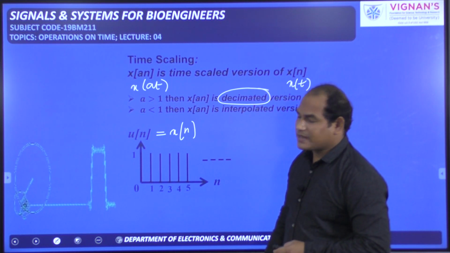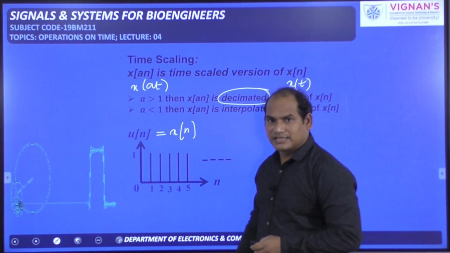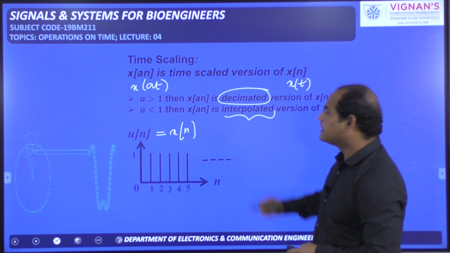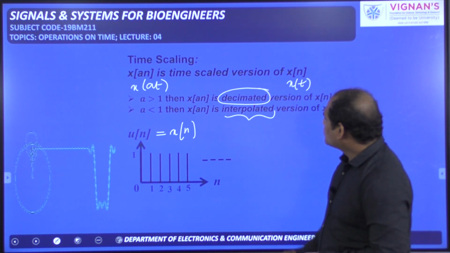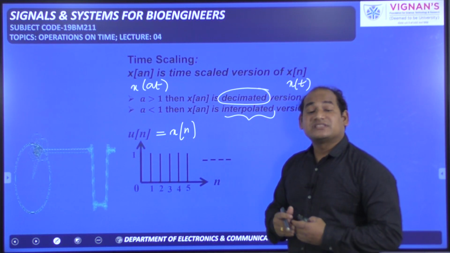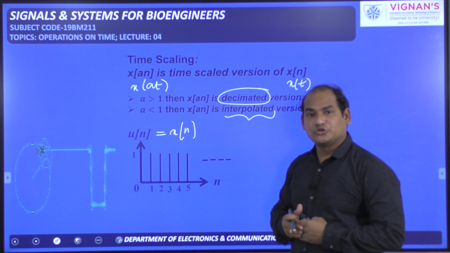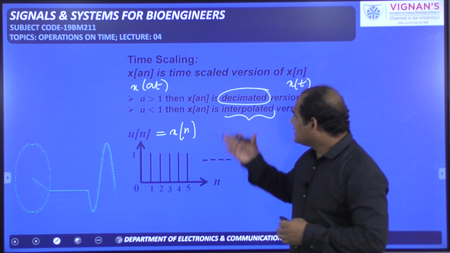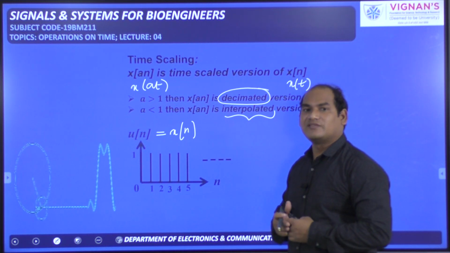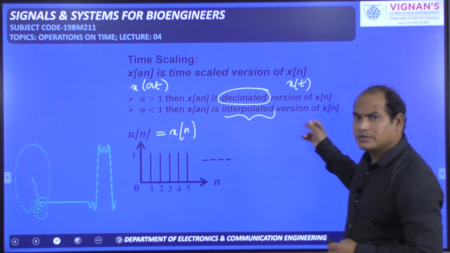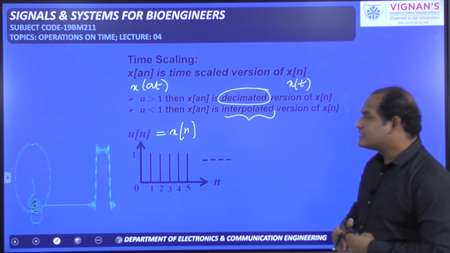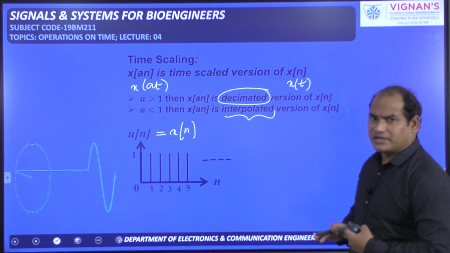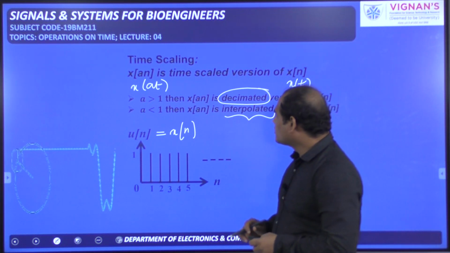Decimation operation will be performed whenever a is greater than 1, and when a is less than 1, that is called interpolated version. Generally expanded version means the signal duration will be increased, as what we have seen in the previous example. Here also same thing, the duration of the signal will be increased in case of interpolation and the duration of the signal will be decreased in case of the decimation. Terminology is different.